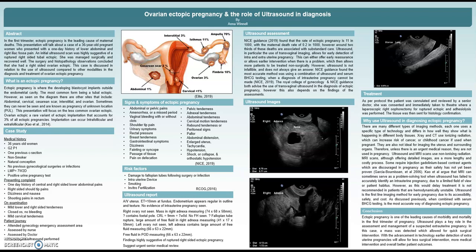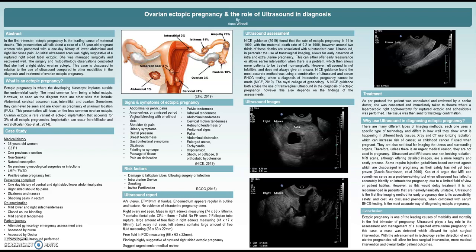The scan findings were as follows: anteverted uterus, endometrial thickness 10 mm at fundus. Endometrium appears regular in outline and texture. No evidence of intrauterine pregnancy seen. Right ovary not seen. Mass in right adnexa measuring 74 by 68 by 58 mm. Query contains fetal pole. CRL equals 9 mm, which equals 7 weeks and 0 days. No fetal heart seen. Query fallopian tube rupture.